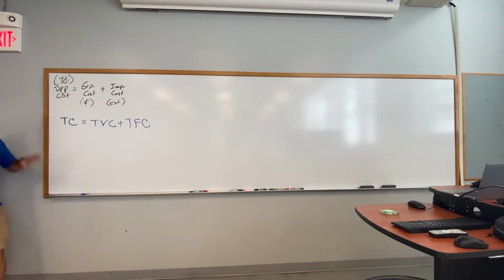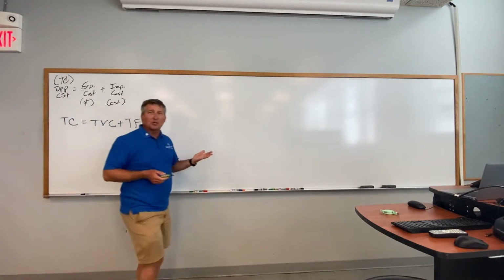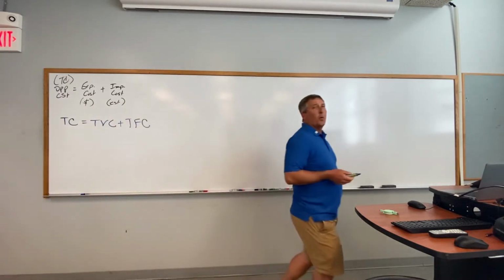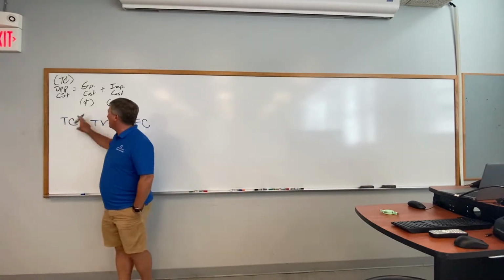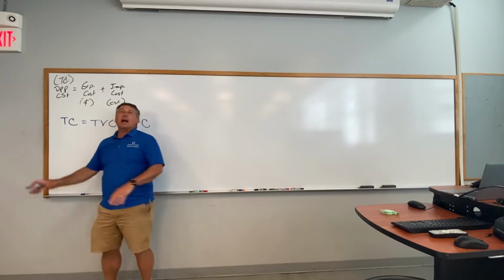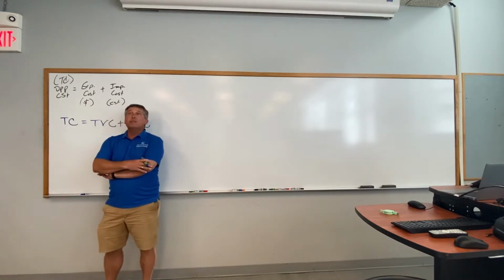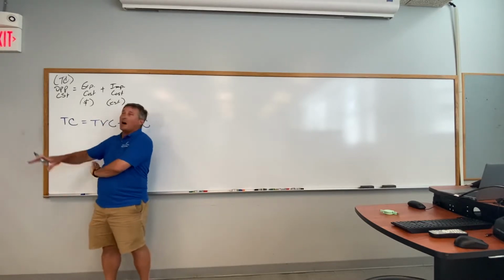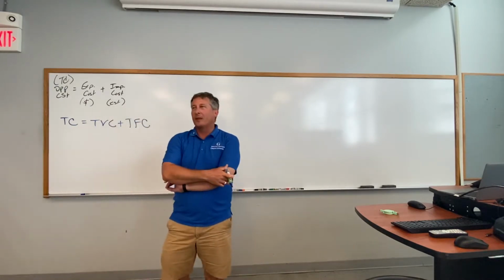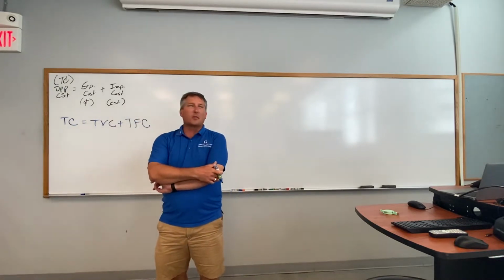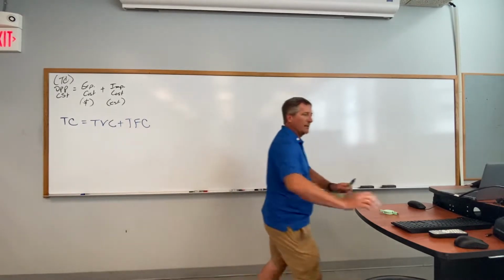All right, so a lot of times it's convenient to look at a per unit basis. So what would I need to do to my total cost? Let's just focus in on total cost. If I had $1.3 million worth of total cost, how would I look at my cost per unit? What would I do to my $1.3 million?